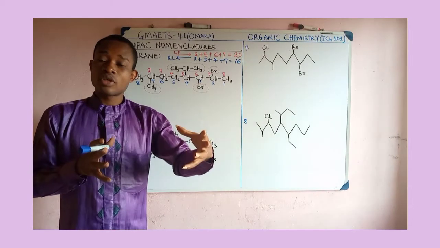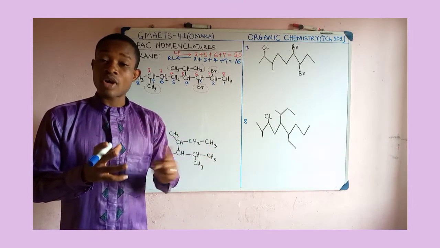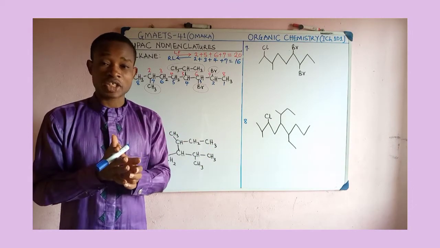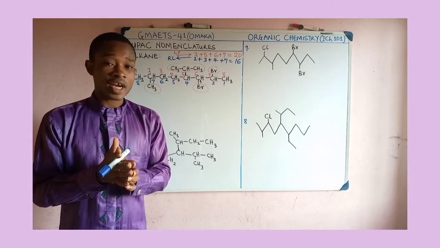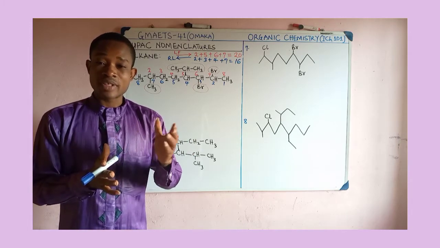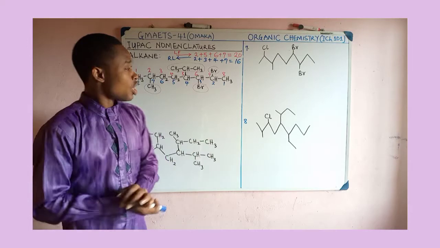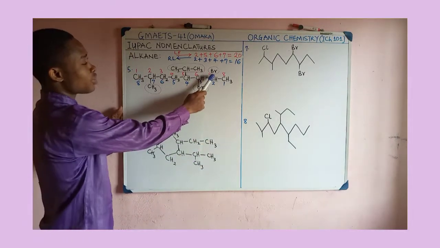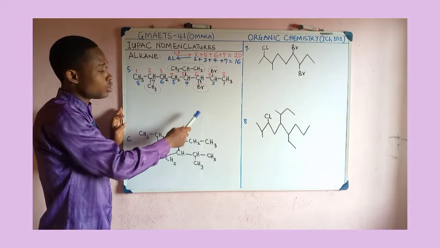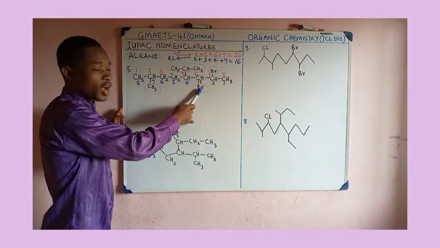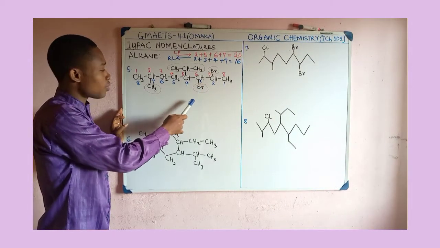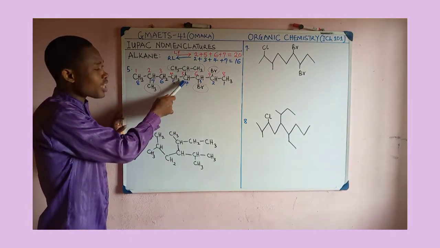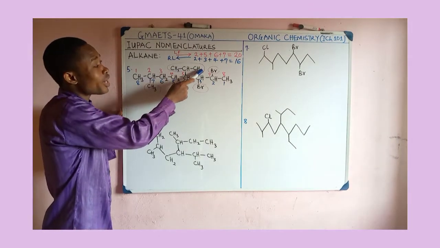Remember that to give the nomenclature at this point, you have to locate all your attachments and then mention the attachments following the alphabetization rule. Okay, let's go. On the second carbon atom, we have bromine, which is bromo. On the third carbon atom, we have bromine, which is bromo. And then we notice that on the fourth carbon atom, we have this attachment. Look at this very well.